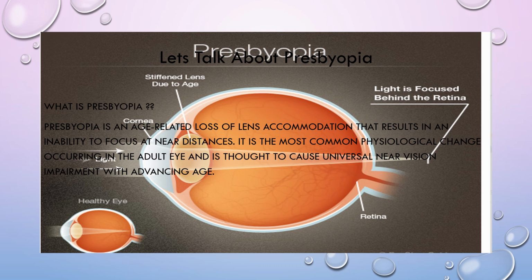What is presbyopia? Presbyopia is an age-related loss of lens accommodation that results in an inability to focus at near distances. It is the most common physiological change occurring in the adult eye and is thought to cause universal near vision impairment with advancing age. Behind this slide is an image of the effects presbyopia has on the eye.